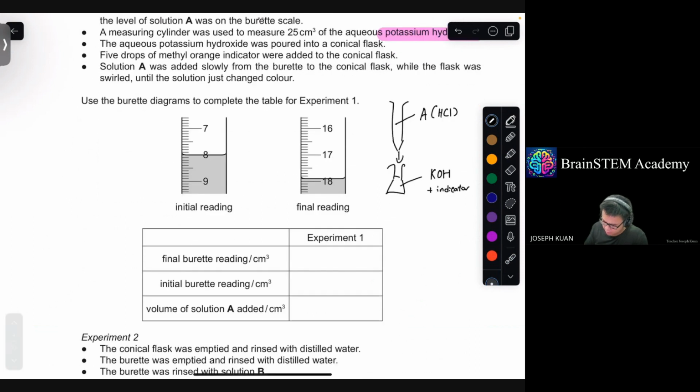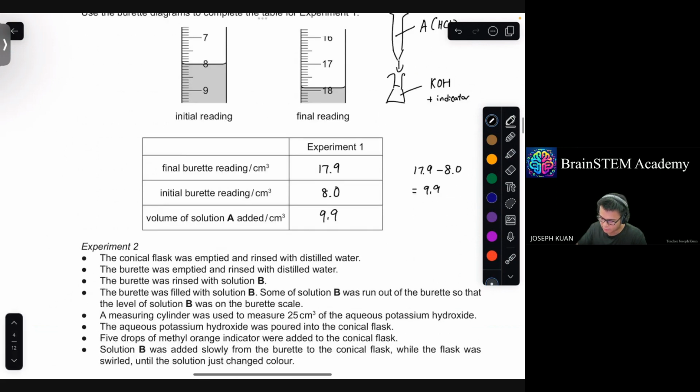So let's read it. The final reading is 17.9. And then the initial burette reading is 8.0. So the volume of solution A added is actually just 17.9 minus 8.0. That gives you 9.9 cm cube.